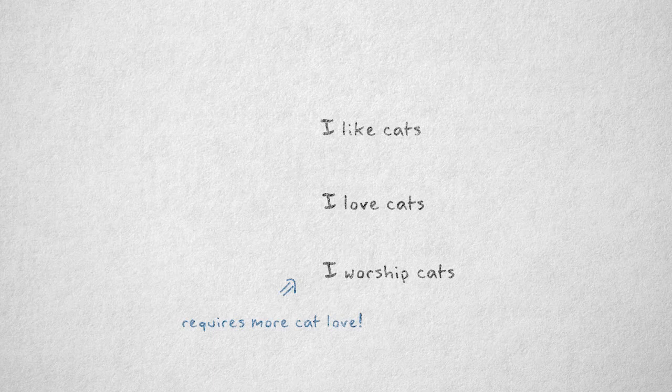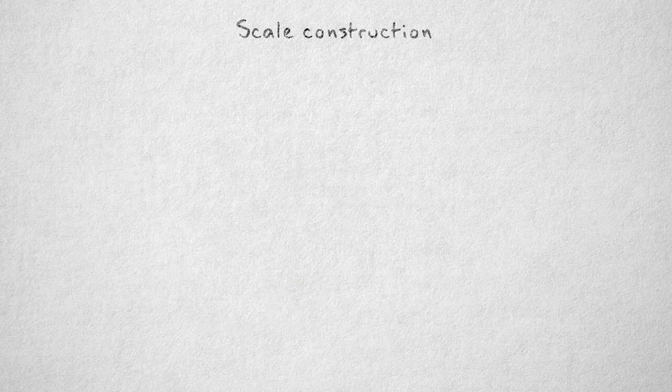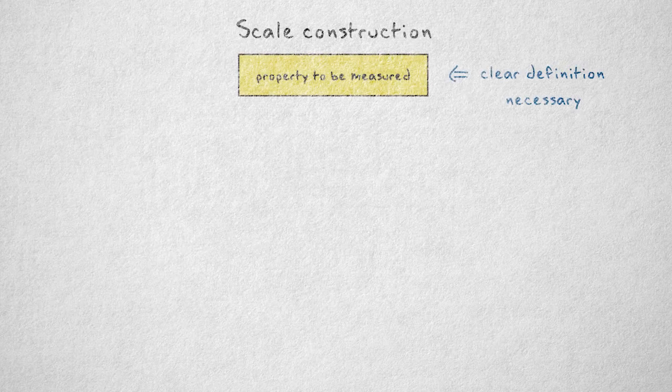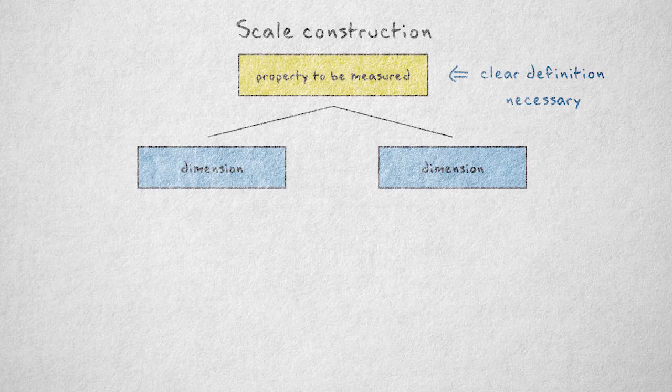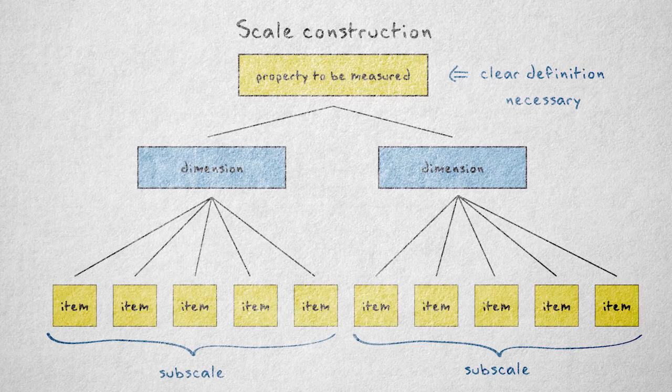Okay, so how are Likert scale questionnaires constructed? Well, the construction of a questionnaire starts with a clear description of the property to be measured. Often, different dimensions can be distinguished, which are measured with a subset of items that form a subscale. Identifying dimensions requires an in-depth analysis of the construct.